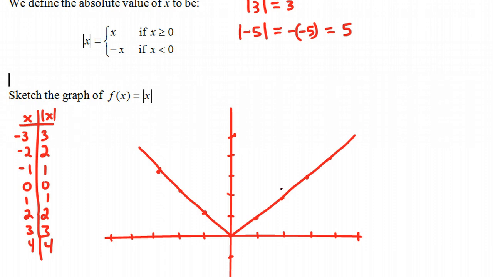Okay, 1x plus 0. If we're to the left of the y-axis, the graph is going to look like minus x, and this is what minus x looks like. Okay, it goes through the origin, it has a slope of negative 1. But again, we only consider minus x if we're to the left of the y-axis. Okay, we erase that part to the right of the y-axis. So this is what the graph of the absolute value function looks like.